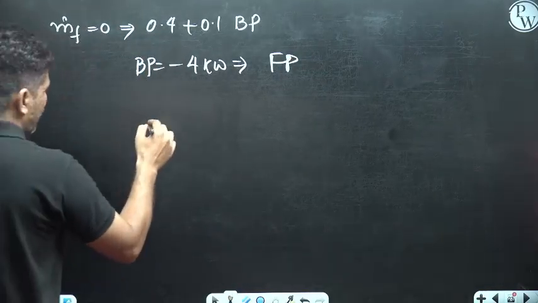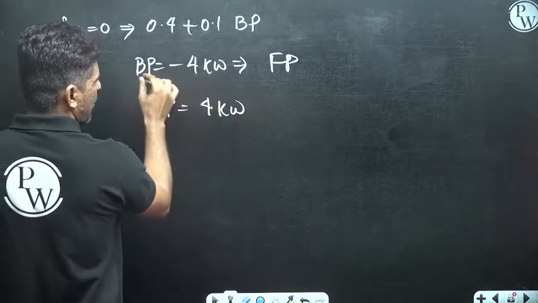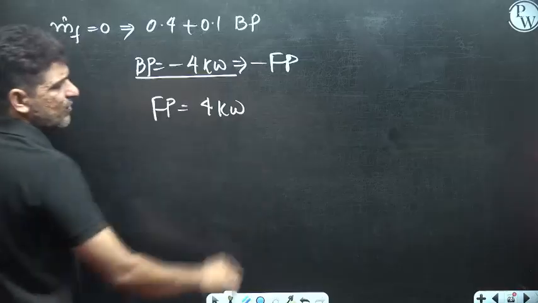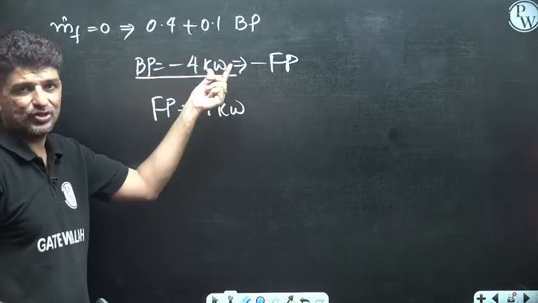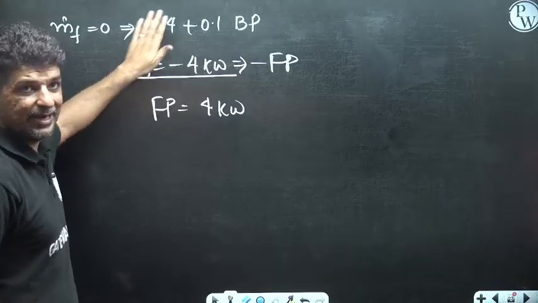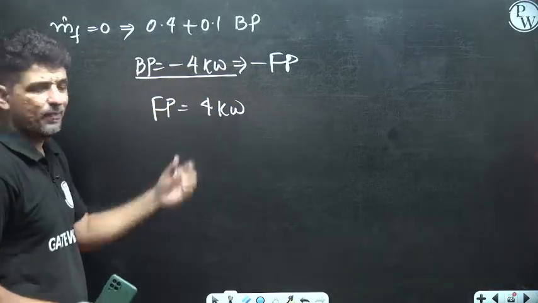Okay, so if frictional power is your 4 kilowatt, I can write brake power as minus 4 kilowatt. This is equal to minus of frictional power. You guys don't get confused by this minus, because we know that the negative brake power is your frictional power. So frictional power is 4 kilowatt.